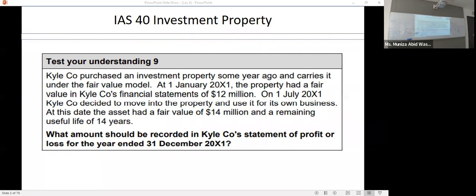If it has been a shift from IS 16 to IS 14, instead of taking the 2 million revaluation gain in statement of profit or loss, we would have taken it to statement of other comprehensive income. That is the second difference. Okay.